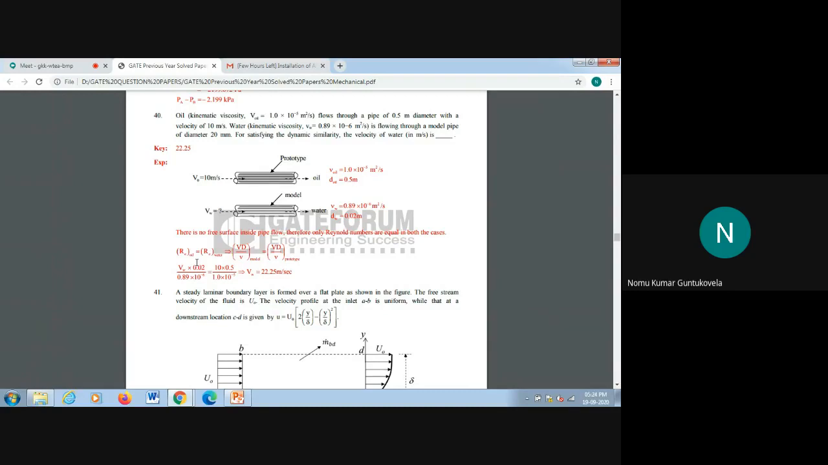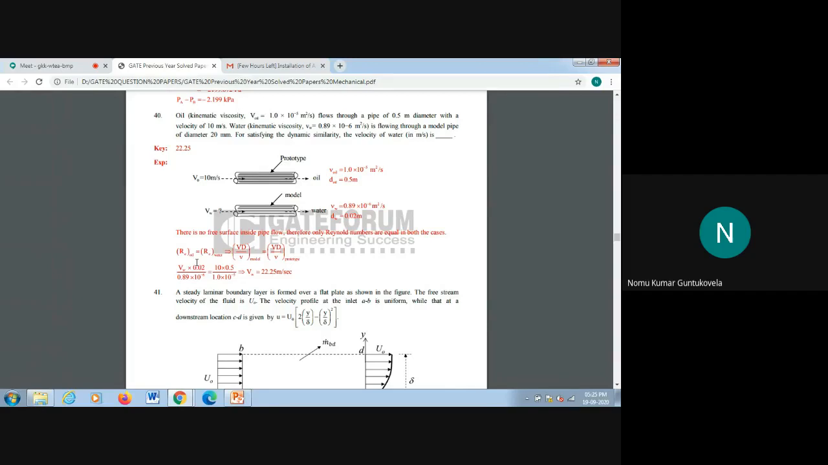If we need to get this, we need to solve that. Inertial forces divided by viscous forces equals the Reynolds number. This Reynolds number is used to find the friction resistance, that is F dash equals 0.079 divided by Re whole power 1 by 4.